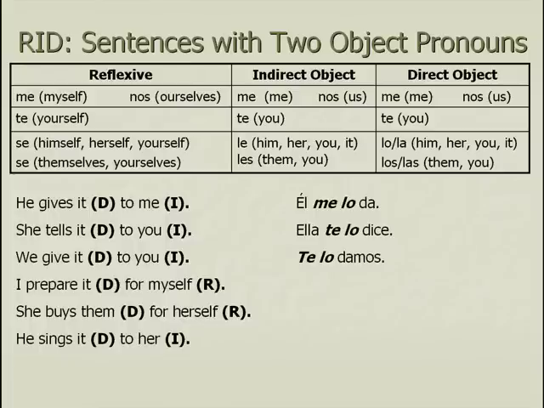I prepare it for myself. "Me lo preparo." She buys them for herself. "Ella se las compra."